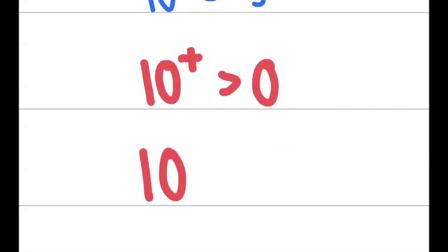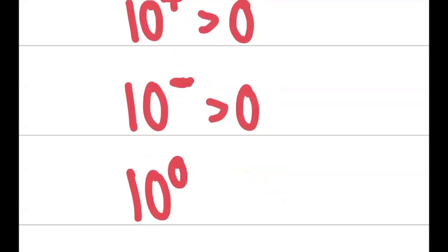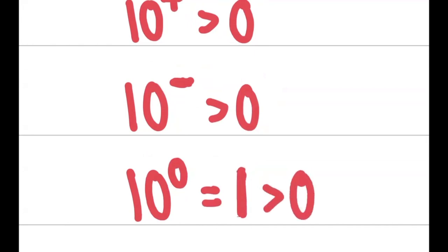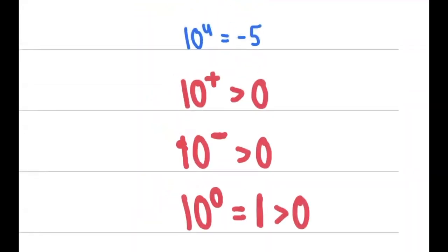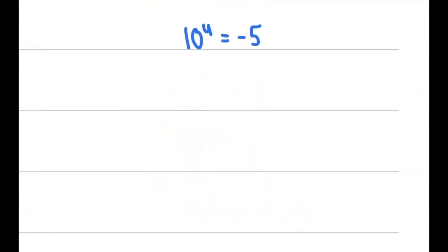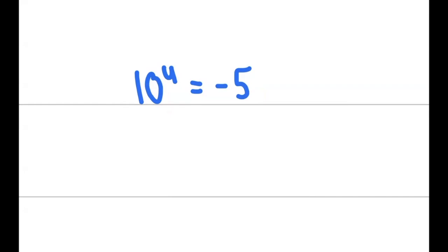And 10 to the power of a negative number, that's also positive. For example, 10 to the power of -1 is just 1 over 10. So it's still a positive number. It's a small positive number, but it's still positive. And then 10 to the power 0, because that's neither positive nor negative, that's just 1, which is still positive. So 10 to the power of any real number is greater than 0. So there's no real number that 10 to the power of that number will give you -5.